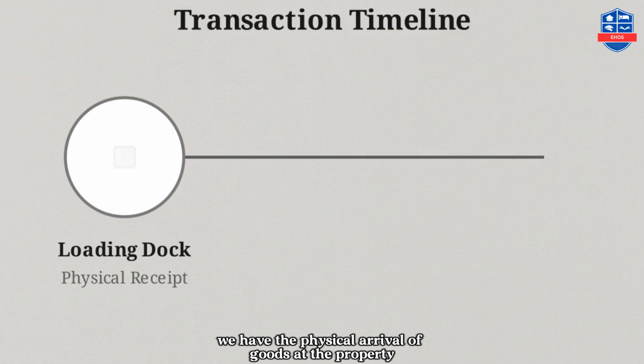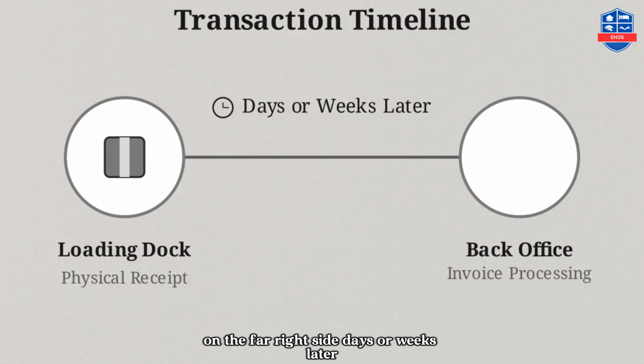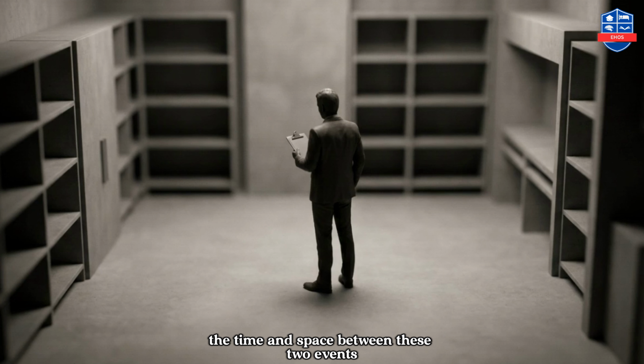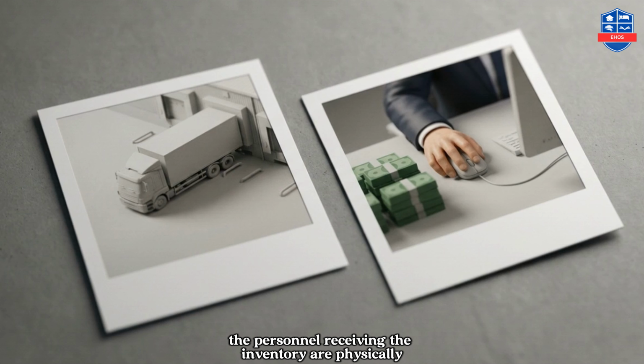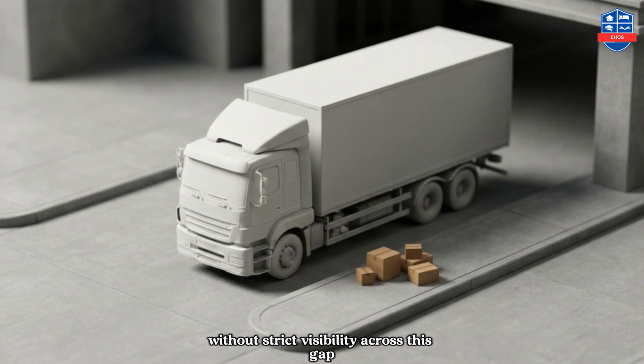We can map this risk by looking at a timeline of the transaction. On the left side, we have the physical arrival of goods at the property, inventory physically hitting the loading dock. On the far right side, days or weeks later, the back office processes the vendor invoice to issue payment. The time and space between these two events creates a massive operational blind spot. The personnel receiving the inventory are physically and temporally separated from the accounts payable team authorizing the cash. Without strict visibility across this gap, a hotel is highly exposed.